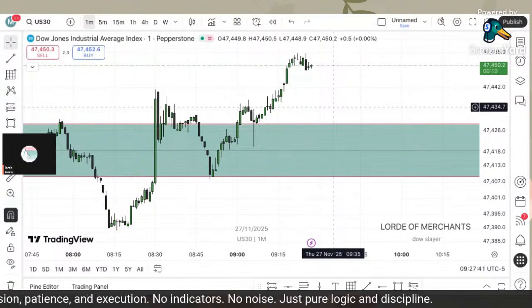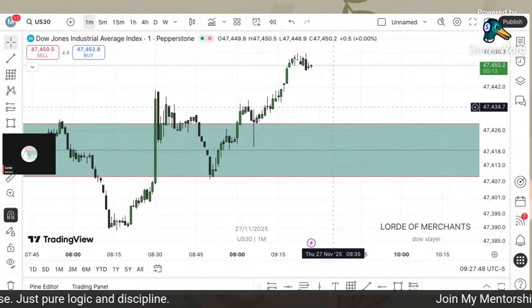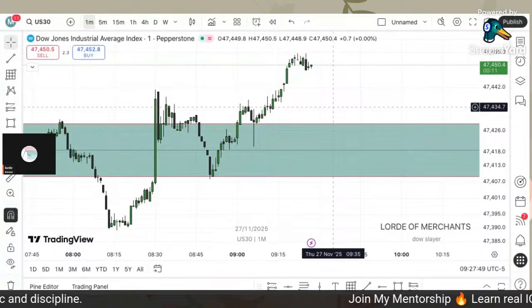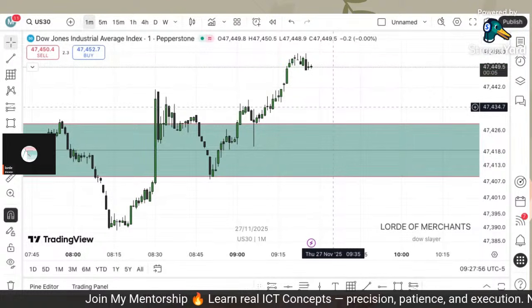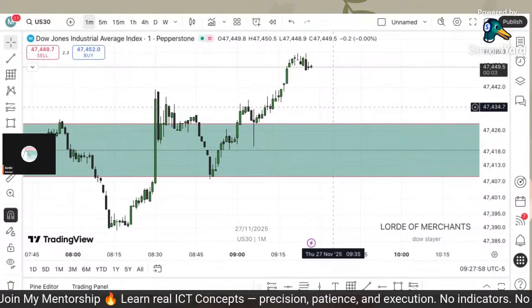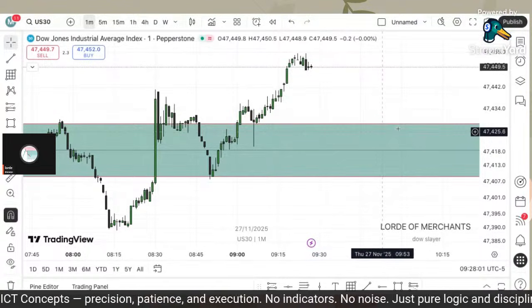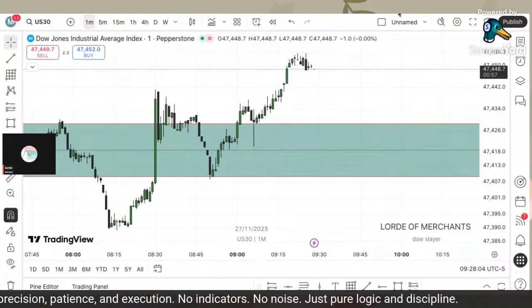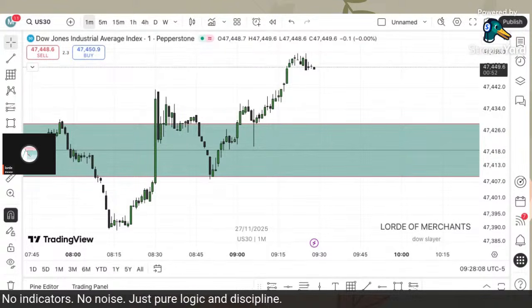So let's wait and see. Let's wait and see what price is going to do. We don't have any volatility today until price does something.